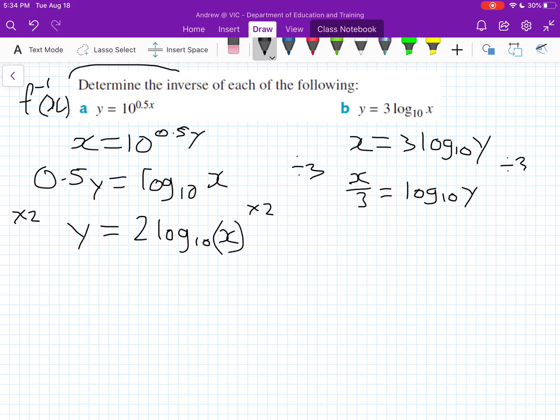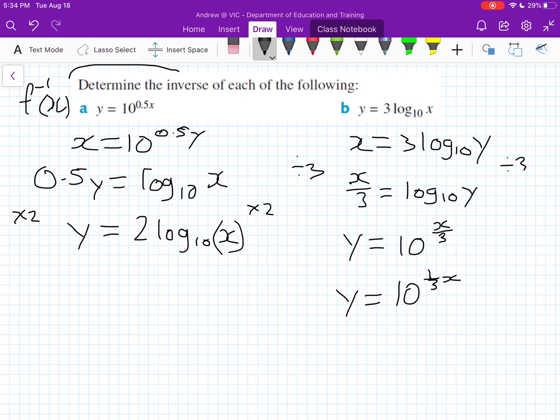Now we can convert it to an exponential. When that 3 was out the front, we couldn't really convert that to an exponential. Now we can. So to convert this to an exponential, this will then make y equal to 10 to the power of x over 3. And now we've actually got our answer here. So our inverse, you can write it as what we've got there, or you can write it as 10 to the power of a third x. So this is how you can represent this inverse.